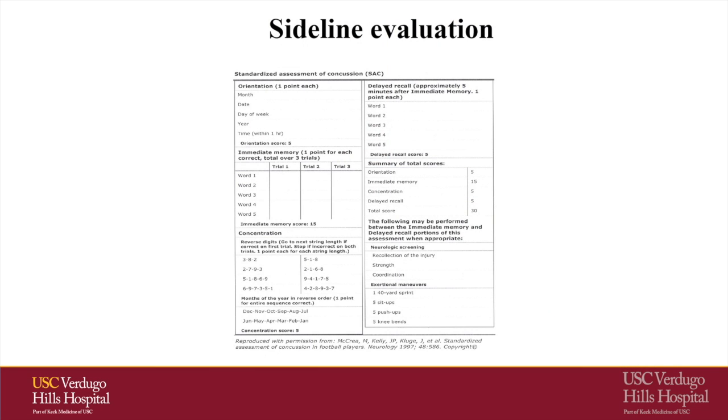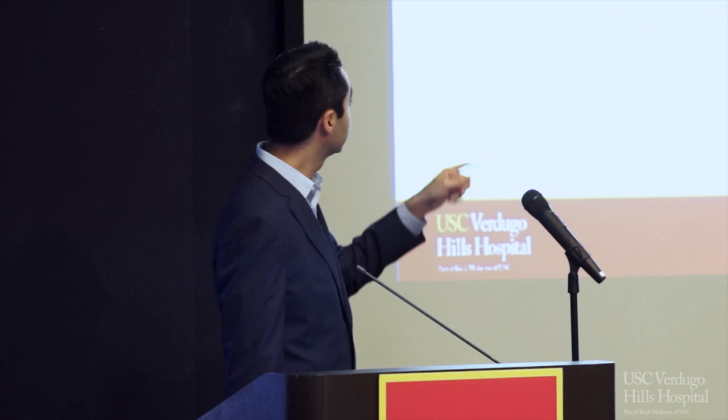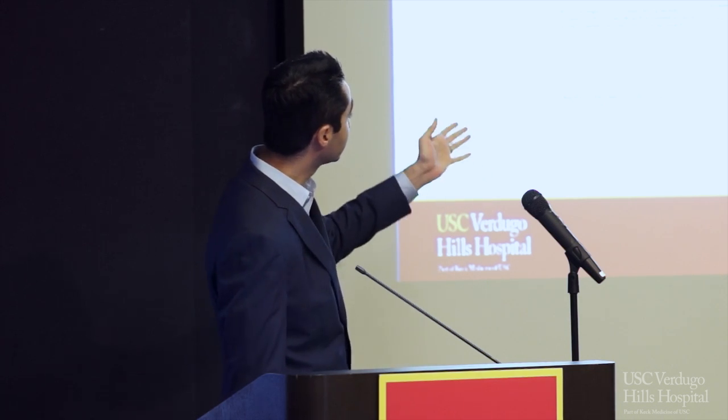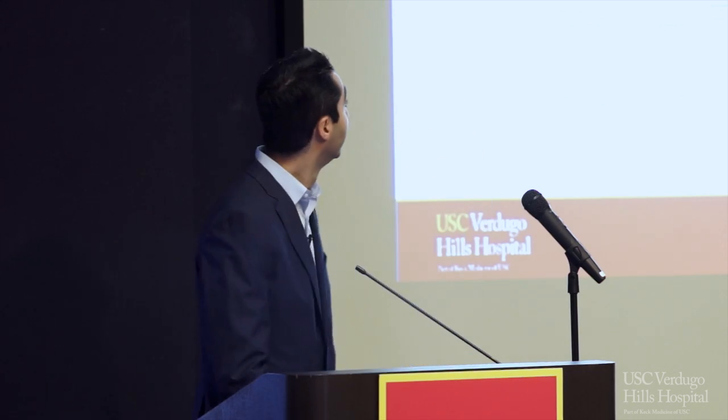Sideline evaluation, this is just a few things. I know it's maybe hard to see in the back, but I'm not going to get into too much. Orientation, you get points for all of it, and then you get a total score at the end, and there are ranges that say how bad somebody is, and you can go through this with the patient. Concentration, you give them some numbers, tell them to repeat, recall, whatever. There's memory. It checks the different parts of the brain, basically.